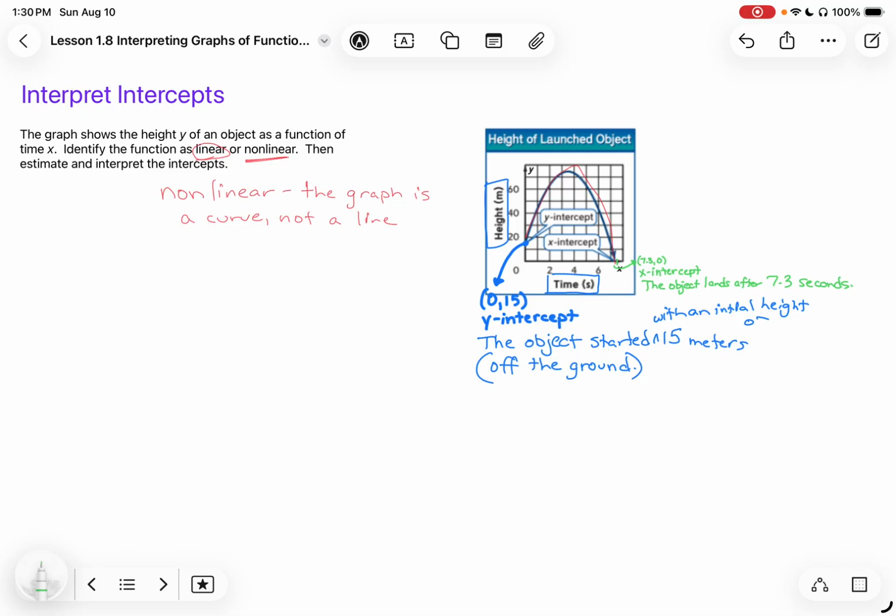seconds. So we shoot the object up in the air. It goes up to some kind of maximum height, which is called the vertex. That's this height right here, whatever the maximum is. And then it comes back down. From the time it launches to the time it lands, it takes a total of 7.3 seconds.